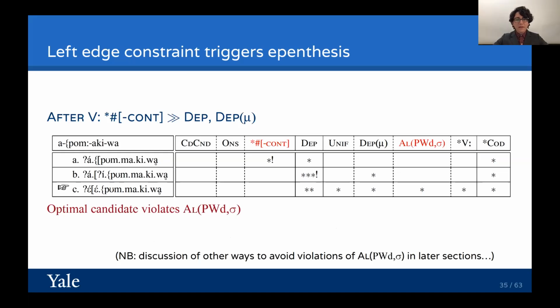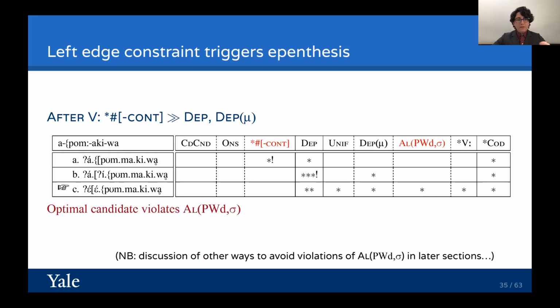Okay? Now, the optimal candidate in this case does violate this alignment constraint in the way that I've shown it, in the sense that this prosodic word edge is smack in the middle of a syllable. And you might be able to think of other candidates that could satisfy this alignment constraint between edges of prosodic words and syllables in other ways. And we'll get to that soon enough. So just at the moment, we're interested in how is it that we could get this vowel quality in such a position as this. And this positional markedness constraint will do it for us.